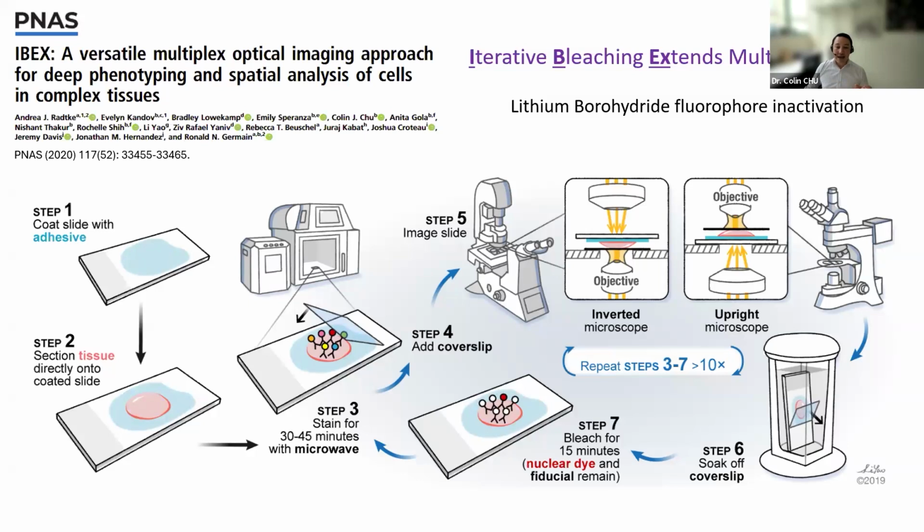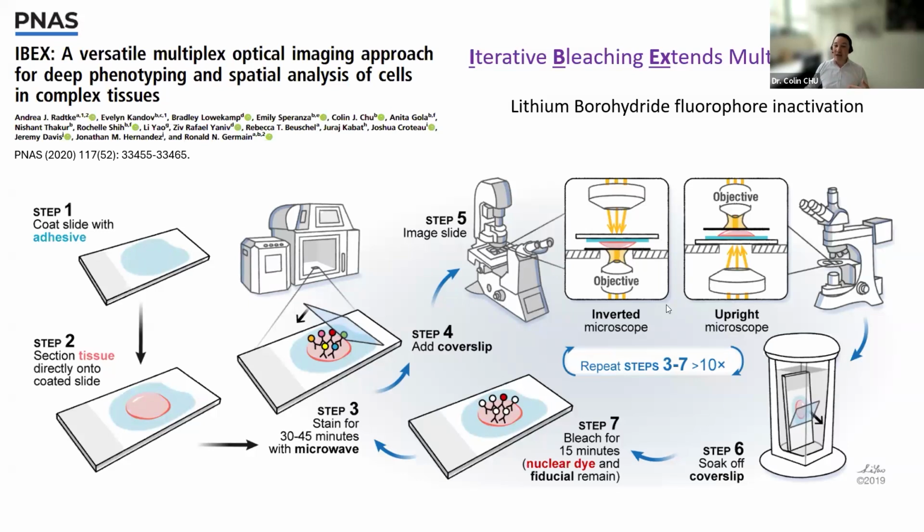But a handy bug within the system is that nuclear dyes such as DAPI or Hoechst do not bleach, and that can be a good thing because it allows us to keep a fiducial marker to then essentially stain the tissue again with our next set of antibodies and then realign it on the microscope and go round and round.